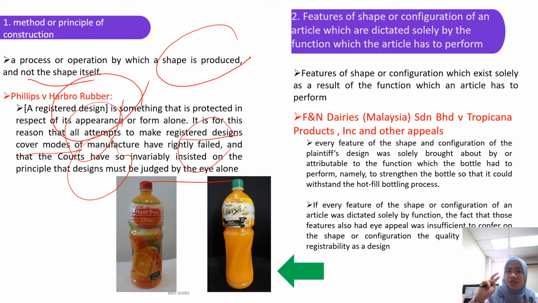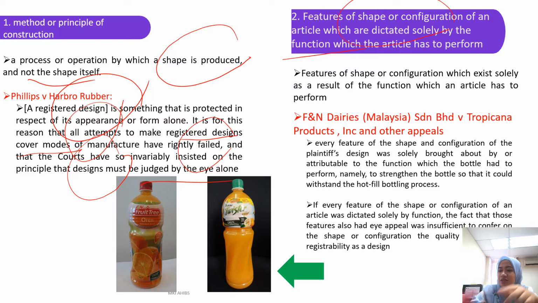Second exclusion is where the features of shape are dictated solely by the function. Maksudnya, why the design of this scissor ni like this? Because it wants to perform its function as a scissor. Kalau satu je macam mana nak jadi scissor? So that's why this one cannot be protected under ID, because why is the design like this? Because it is dictated solely by its function.